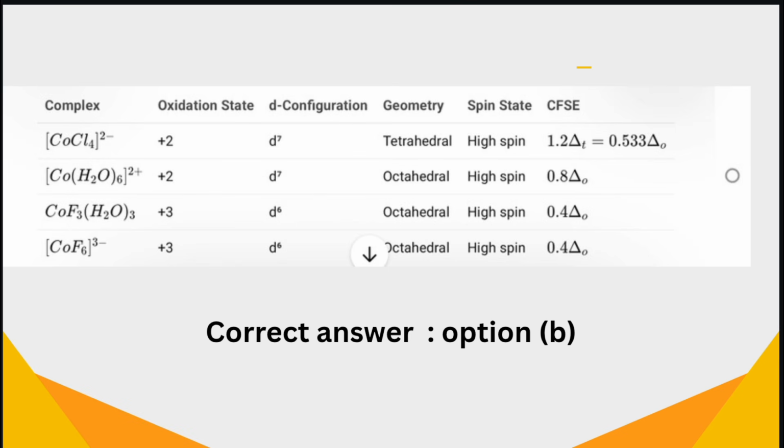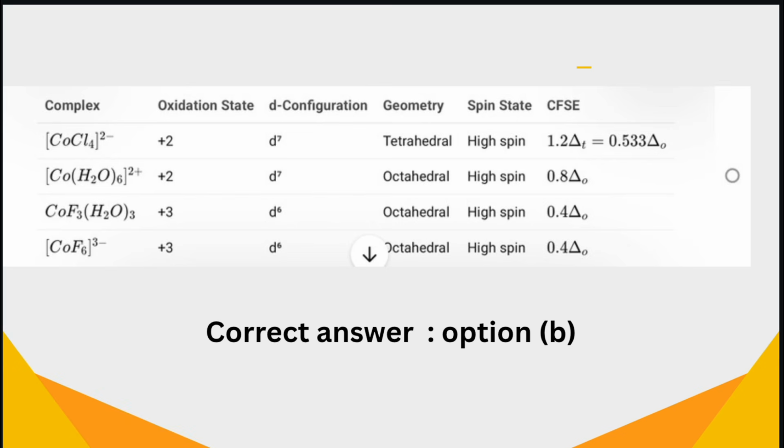Now we will compare all the complexes. Here the first complex, CoCl4 2 minus: oxidation state is +2, d electron configuration is d7, geometry is tetrahedral, spin state is high spin, and CFSE is 1.2 delta T, that is equal to 0.533 delta naught. Here they have first calculated delta T because this complex is tetrahedral, and then they converted it into delta naught.